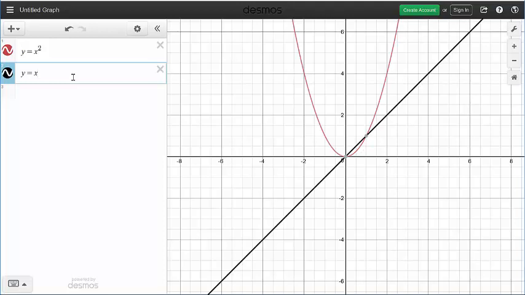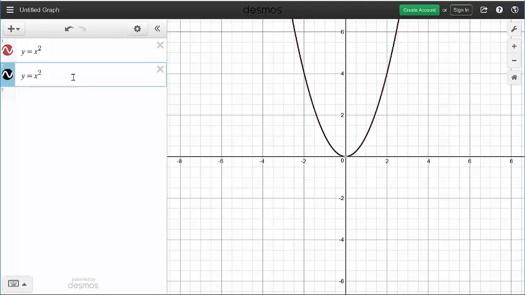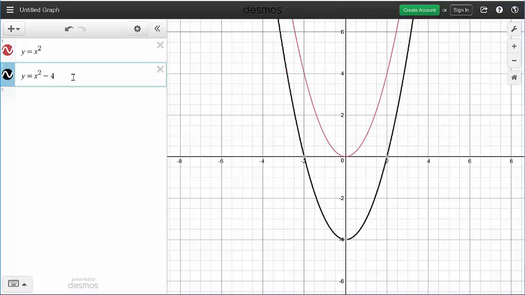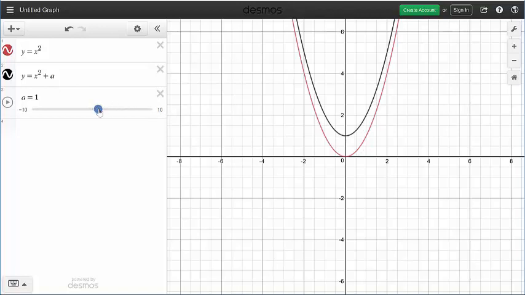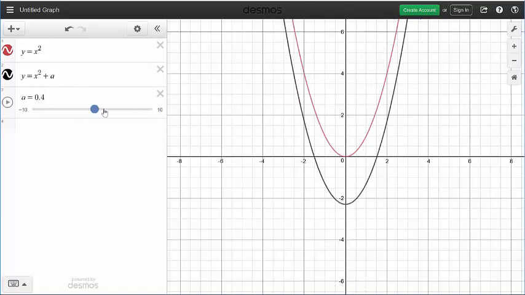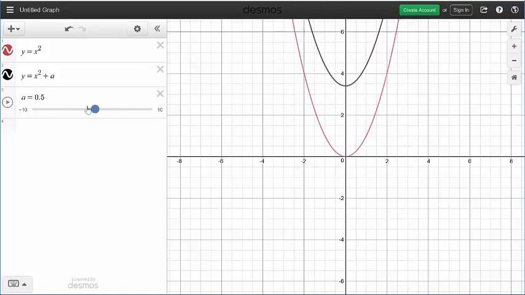What if I just have plain old x squared and I subtract 4 from it? The whole thing shifted down 4 units. What if I add 4? Up it goes. So the vertical shift goes the way you think it's going to go. If you're adding, it's going to go up. If you're subtracting, it's going to go down. But it's a vertical shift when you're adding or subtracting a constant, what we would call outside the function. And we could take a look at that more generally. If we had x squared plus a, and we shift a, it's going to take that function and shift it up and down depending on whether a is positive or negative.